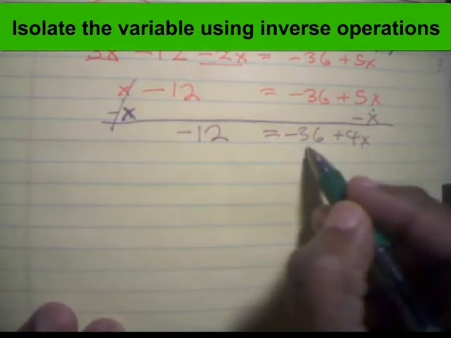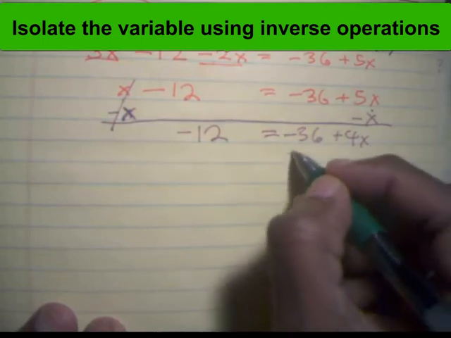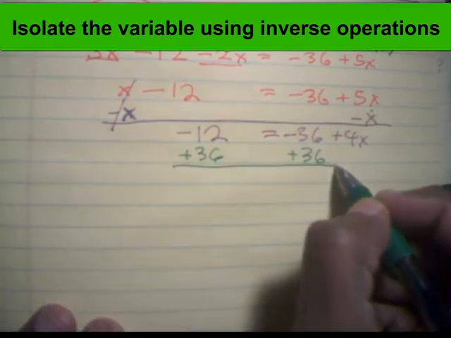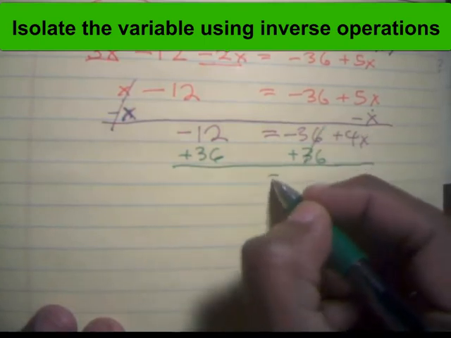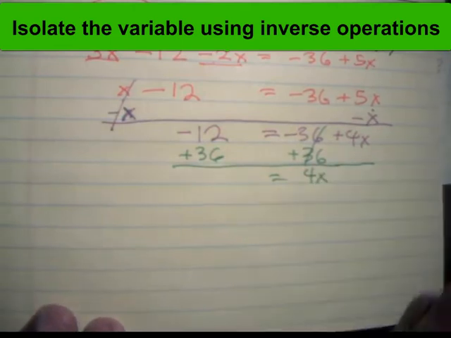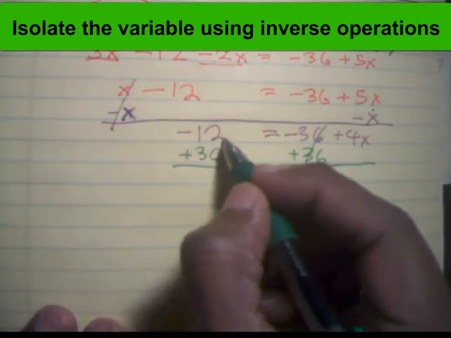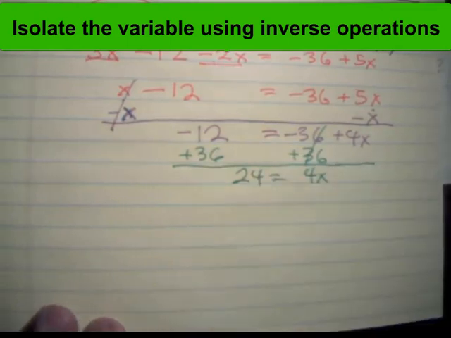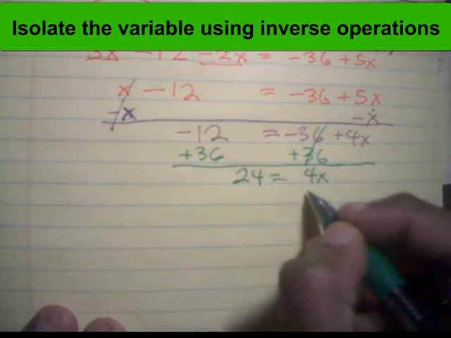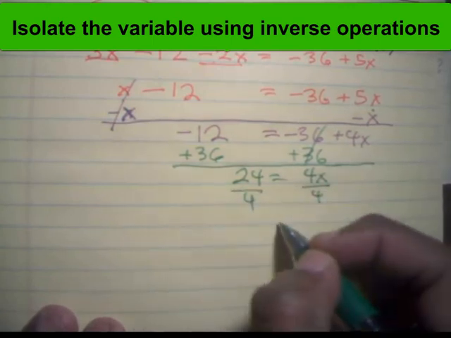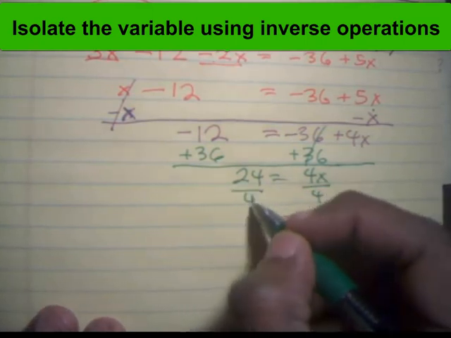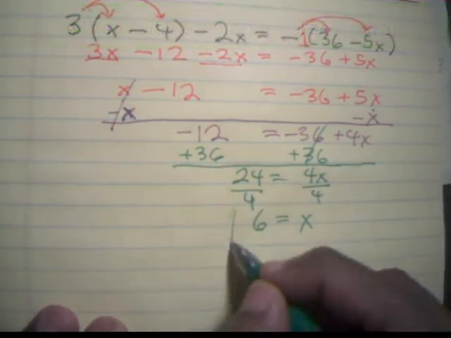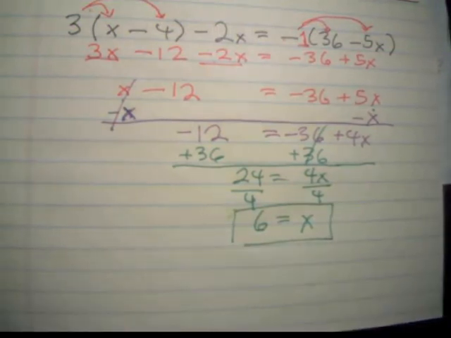First thing, let's take care of this constant here. The opposite of negative 36 is a positive 36, so I'm going to add 36. Those are additive inverses, so it goes away. That gives me 4x on the right, and negative 12 plus 36 is the same as 36 minus 12, which is a positive 24. Now, to get x by itself, I'm going to divide both sides by 4, the coefficient of x. 4 goes into 24 6 times, and x is left by itself. And that's example number 2. Now you're ready to try the next 4 problems.